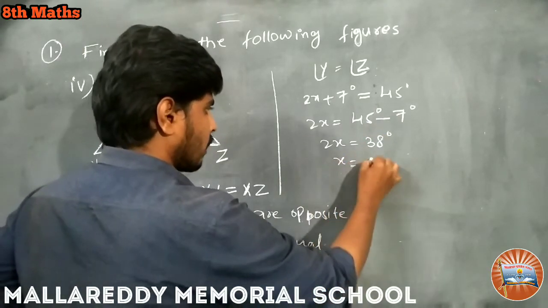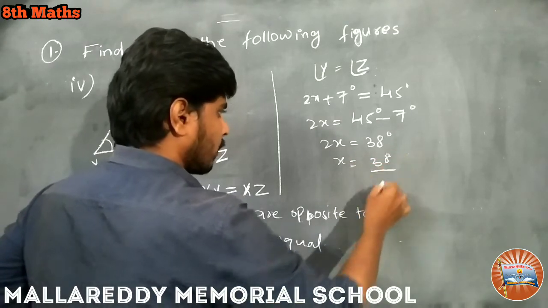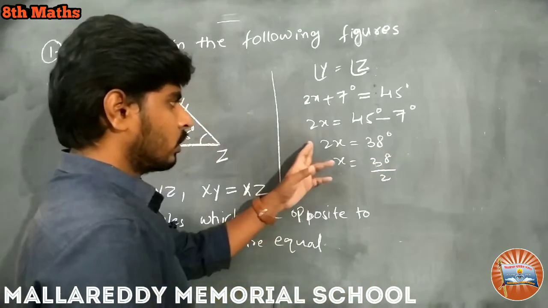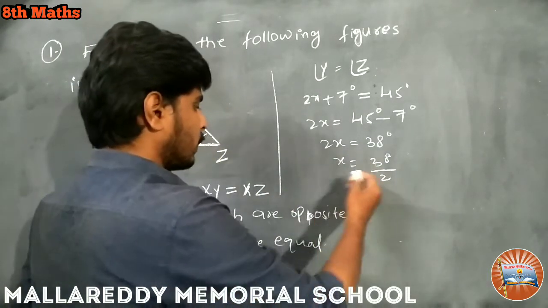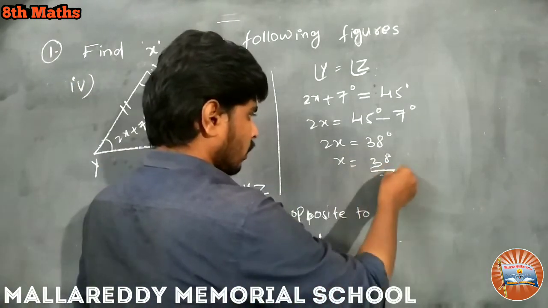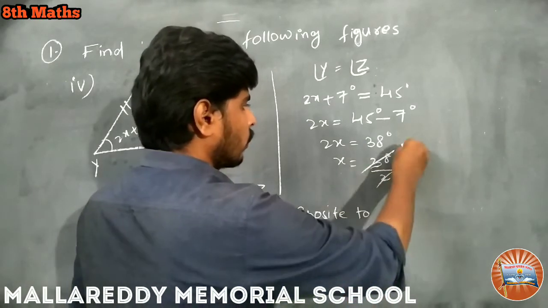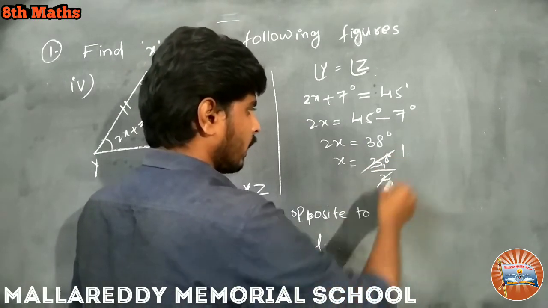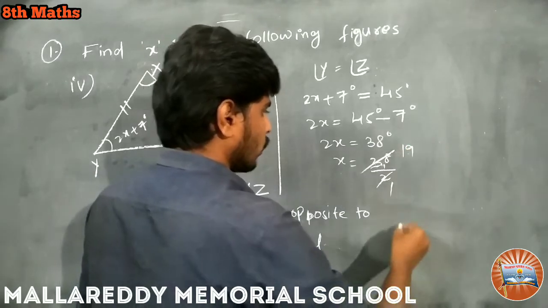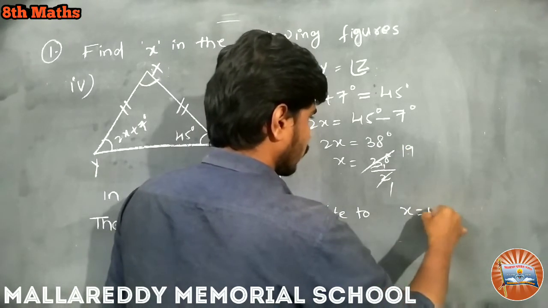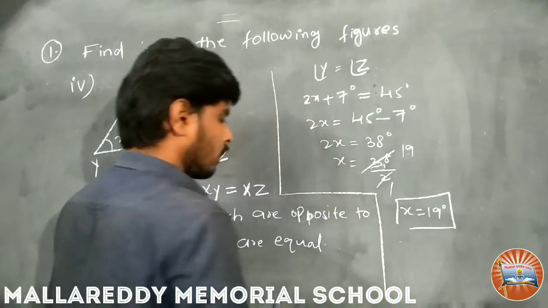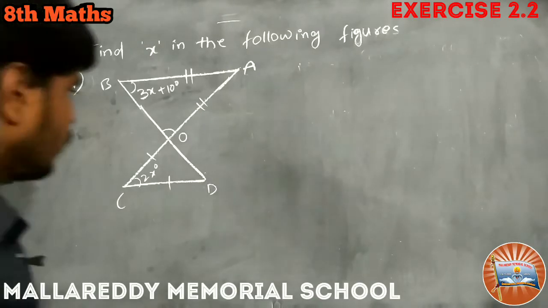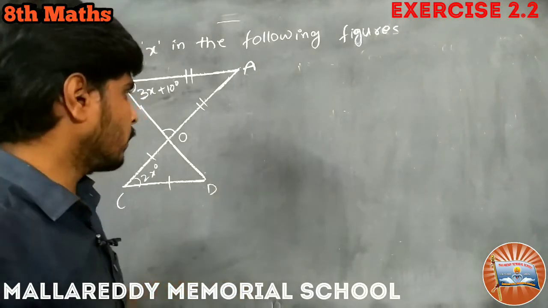Now x is equal to 38 by 2. This 2 goes to the denominator of the 38 because I am transposing this. 2 ones are 2, 2 nines are 18, 1 carry, so 19. So x is equal to 19 degrees. Okay, this is our answer.